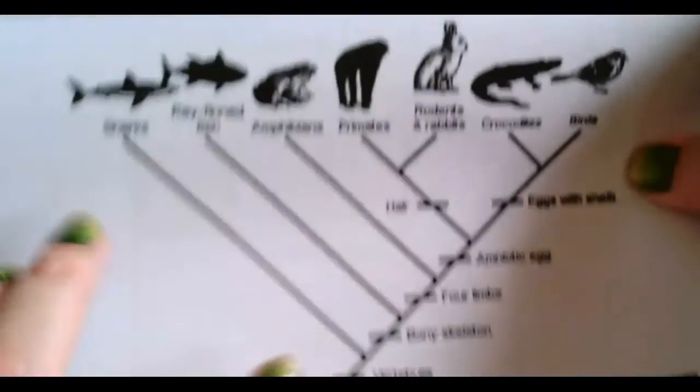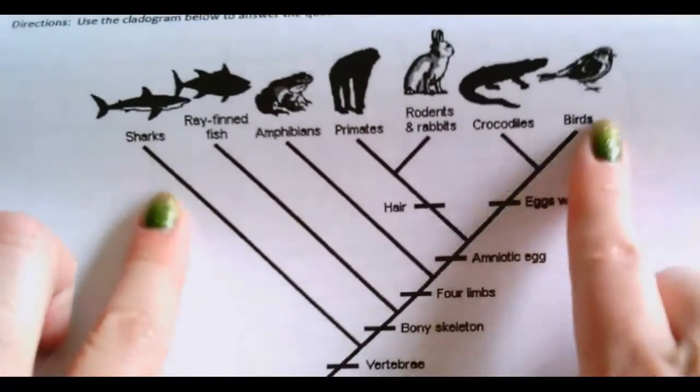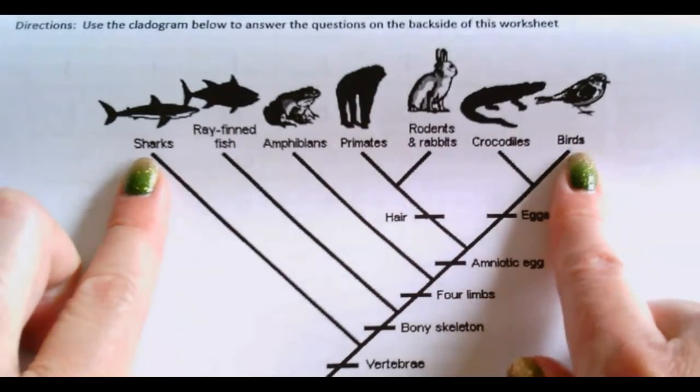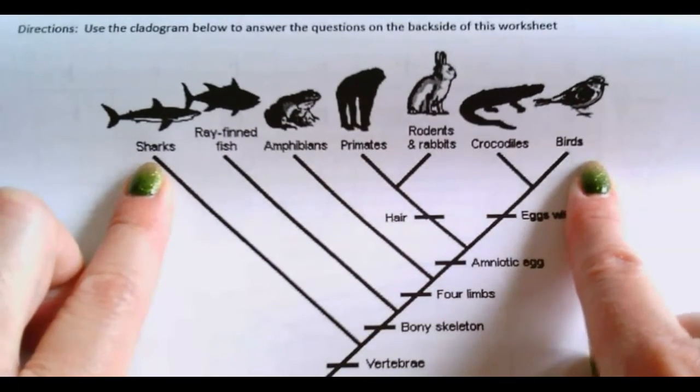Which will differ the most from the bird? Well, again, the more differences in the traits, the more differences in their DNA. So the birds and the sharks are very far apart because we have all these different traits. So sharks would be the furthest relation to the birds.